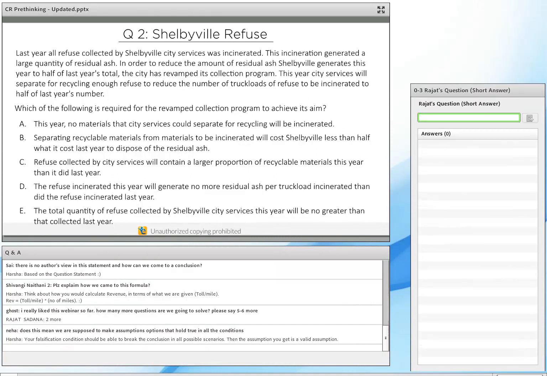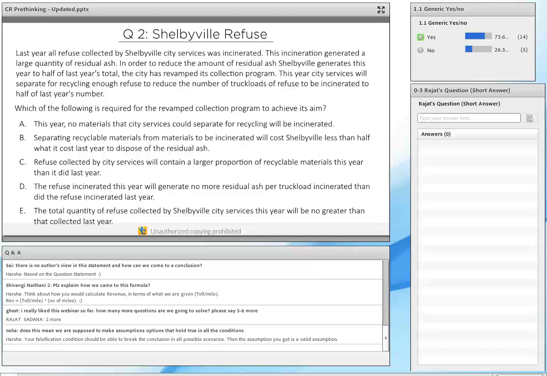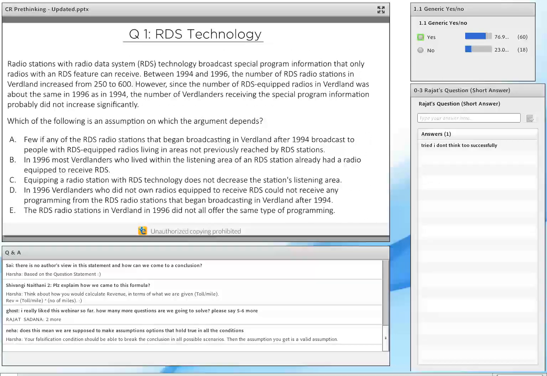I'm going to ask just one question over here. Before I go, where is my yes, no poll? Yes. How many of you visualized the conclusion as a separate step in this? I have 140 students who've participated in these polls, so I need at least 100 responses. The question is, how many of you visualized the conclusion? Okay, I need 100 responses.